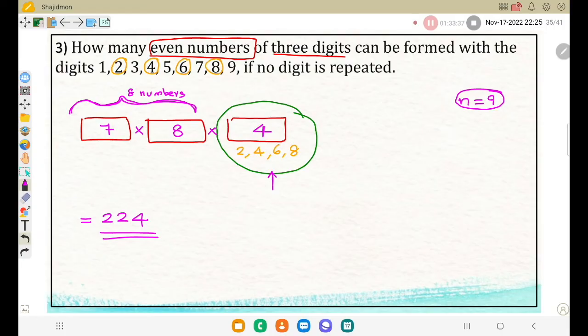Don't get confused with the last number. For the last number I wrote 4, which means 4 possibilities, correct? 2, 4, 6, 8. But how many numbers are we actually writing? Only one number, one of these numbers. So how many numbers remain? 8 numbers, because totally 9 numbers, correct? So we are getting multiply 2 to 4.